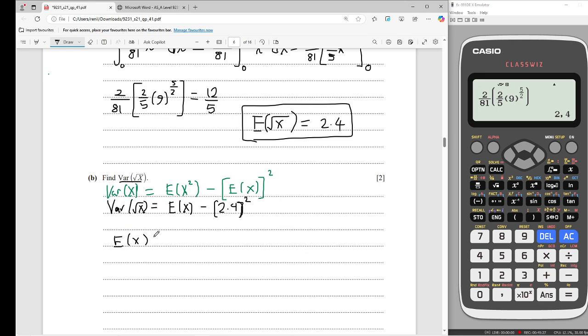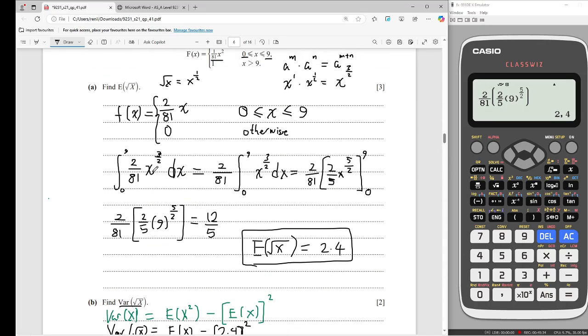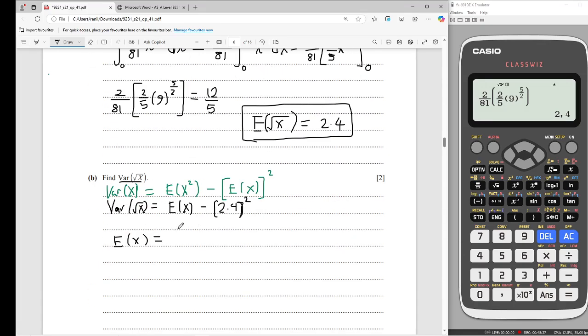So to find E of x, just as we found E root x by multiplying 2 by 81 with x to the power 1 by 2, we just multiply this with x itself. So 2 by 81 x squared now. So now we must integrate 2 by 81 with limits 9, 0, x squared with respect to x, and this is equal to 2 by 81 multiplied by x cubed over 3 when you integrate.